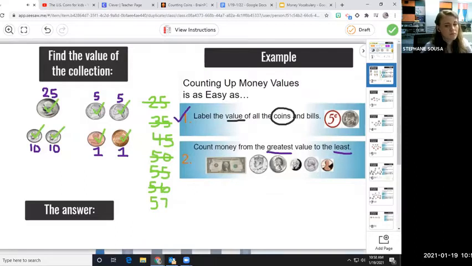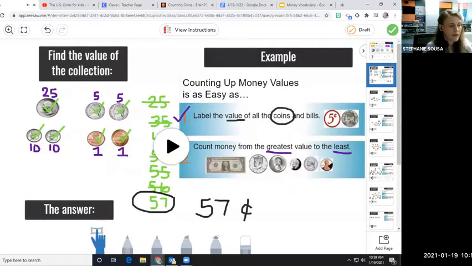Now I need to think about how to record the value of the collection. I know there are two symbols for counting money and recording money. When the value of a collection is less than $1, we use the cent symbol. 57 is less than 100 cents, so I need to record this using the cent symbol. My answer is 57 cents. Okay. What questions can I answer about how we counted money there?